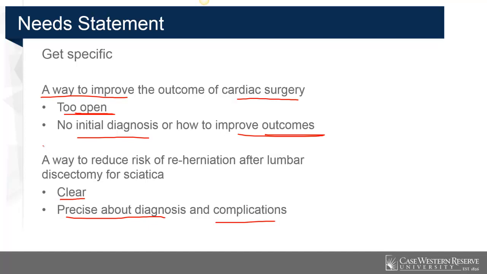So this is a case where you probably have to work through this a little bit, but again, I think we see that the very first need statement is extraordinarily broad, and again, too open, and there's no way to figure out how to improve the outcomes. And the second one actually is just a little bit more specific. And of course, in all of these, you may have to iterate, but I think you can see clearly the difference between the first and the second, that the second is actually more actionable than the first.